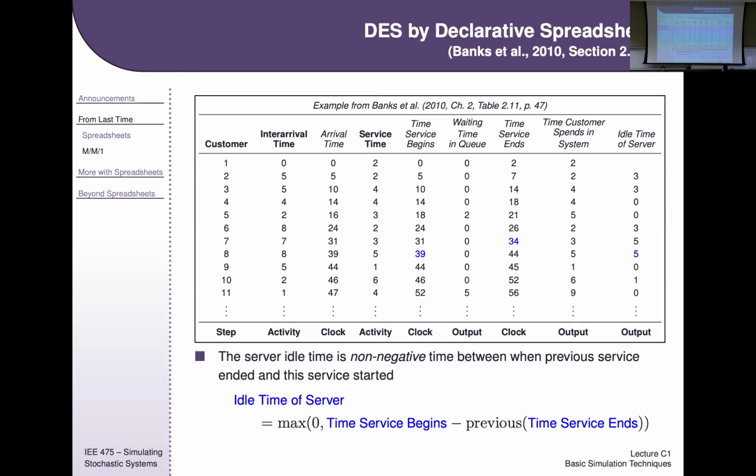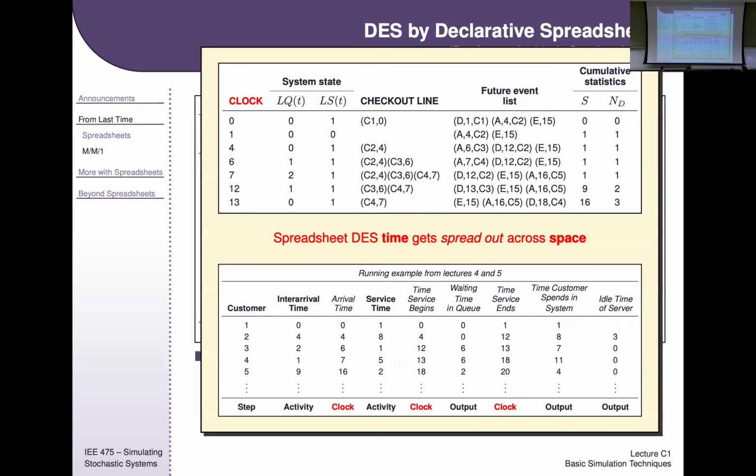So that's what you get to practice on that homework. And you should be able to check the hand simulation, that all the data you generated in your hand simulation shows up down here and vice versa in your spreadsheet. So that's what we talked about last time.